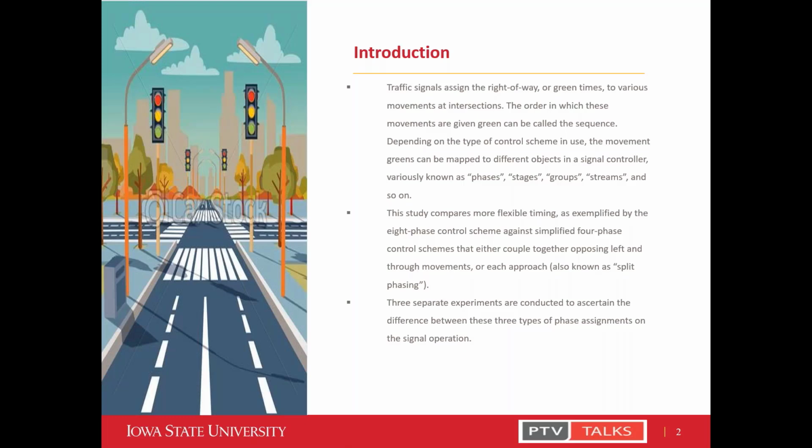In this study, we compare more flexible timing, as exemplified by the 8-phase control scheme, against simplified 4-phase control schemes that either couple together opposing left and through movements, or each approach, also known as split phasing. Three separate experiments are conducted to ascertain the difference between these three types of phase assignments on the signal operation. And to our knowledge, this hasn't been studied in any published previous literature other than a few older case studies comparing 8-phase versus stage-based control.